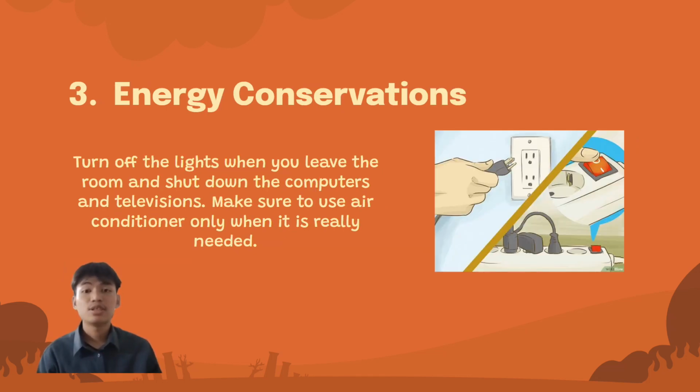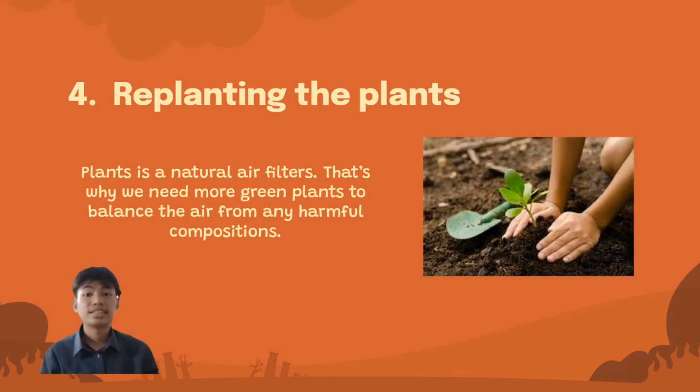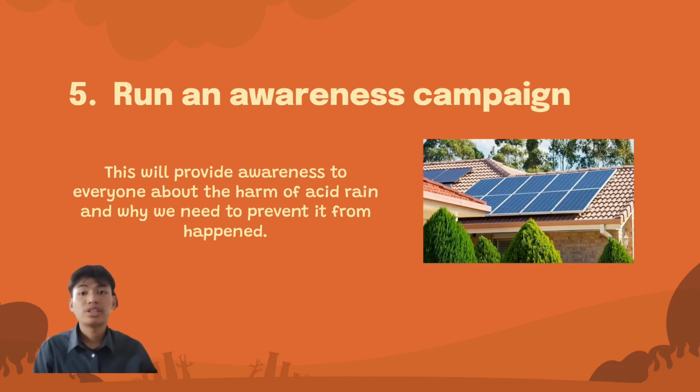Next is energy conservation. For instance, turn off the lights, shut down the computers and televisions before you leave the room, and make sure to only use the air conditioner when it is really needed. Moreover, replanting plants. As you all know, most green plants are natural air filters. That's why we need more of them to balance the air from any harmful composition which can lead to acid rain pollution. And lastly, run a campaign promoting awareness. This campaign will help to provide awareness to everyone about the harm of acid rain and why we need to prevent it from happening.